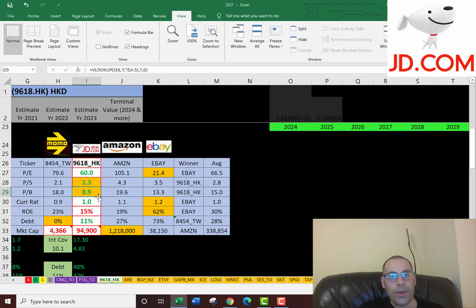Price to book ratio, they also have the best price to book ratio of the four companies. All the companies are really weak in that category. Current ratio, all the companies are around 1, so they seem to be doing okay. In terms of ROE, they're all doing okay. eBay is doing really well in that category. And debt, none of them are leveraged except for eBay. They're at 73% debt, and JD's only 11%. Amazingly, Momo has no debt at all.